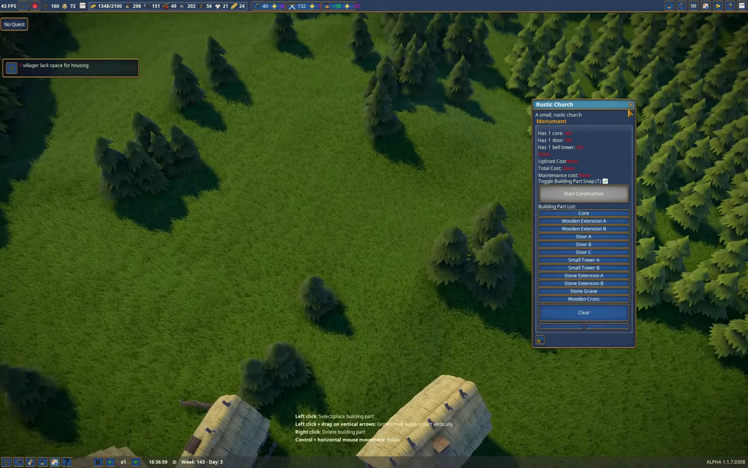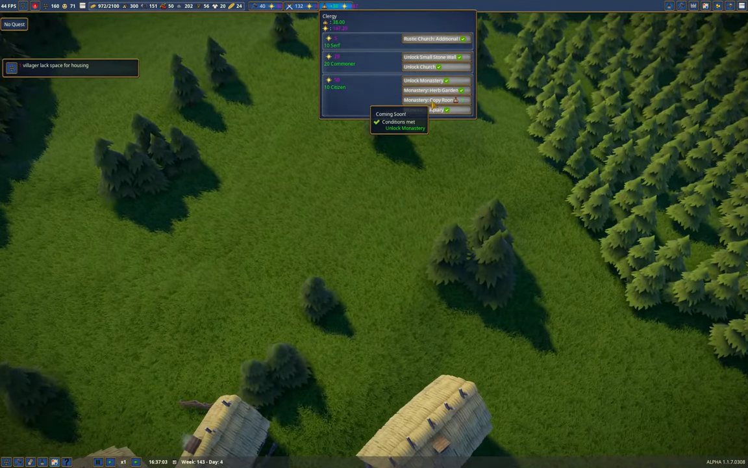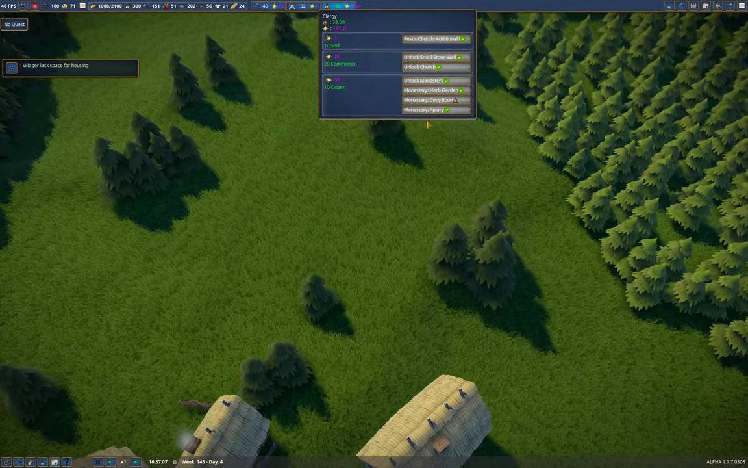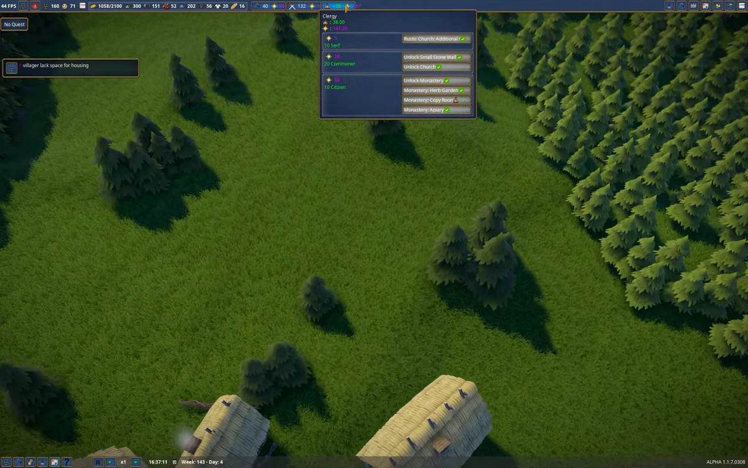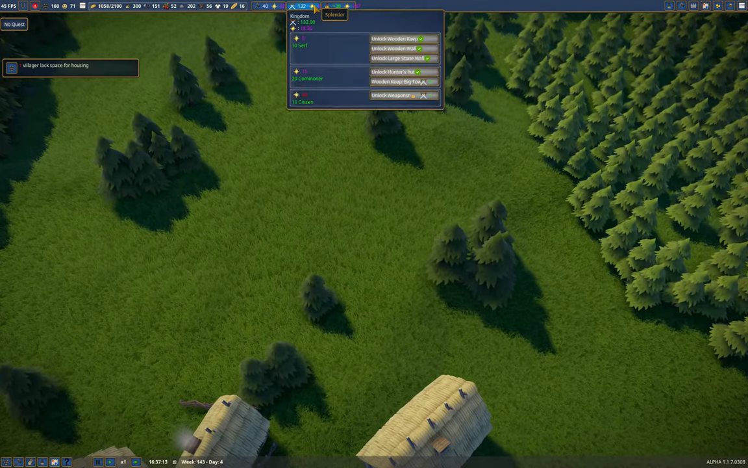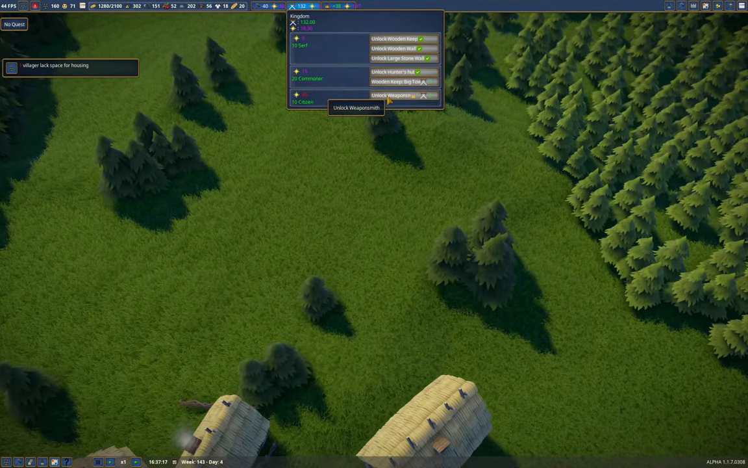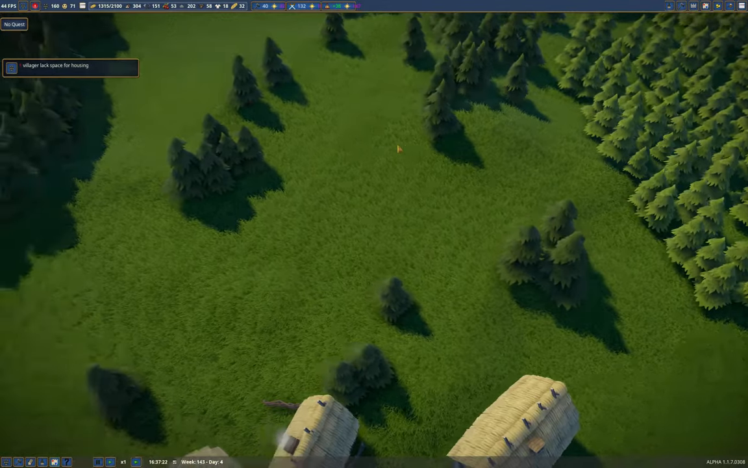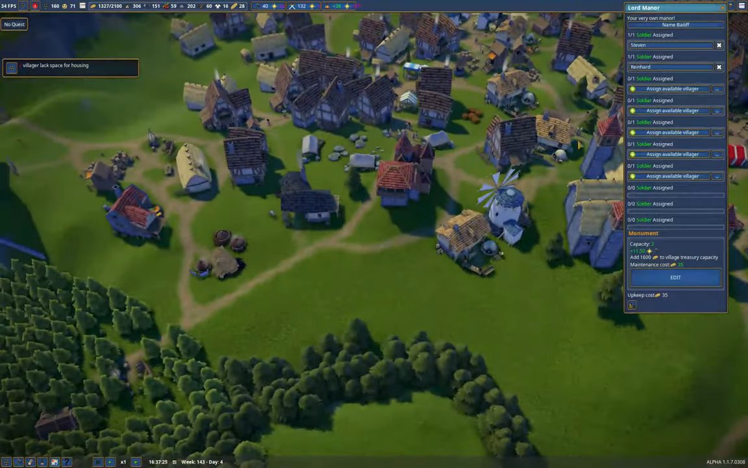Let's make sure we have all of the unlocks. Yeah, we have all the unlocks there. This one's coming soon. We don't have enough splendor for a kingdom yet. I might need another manor house for that. I've got one here.